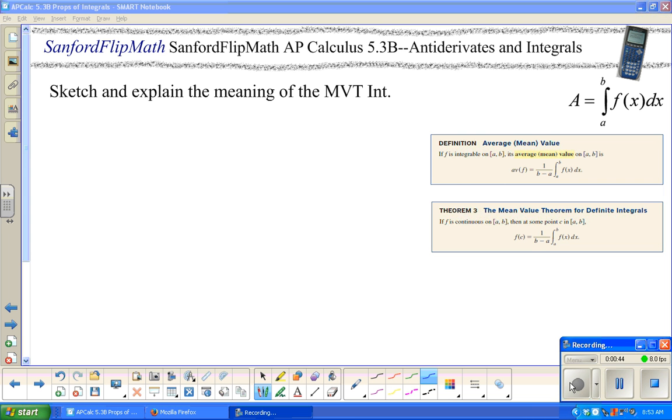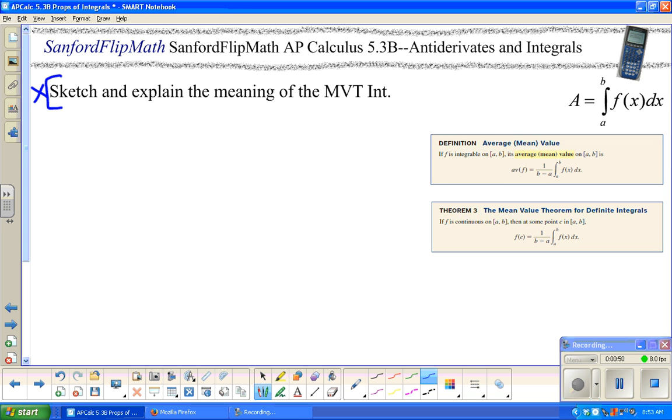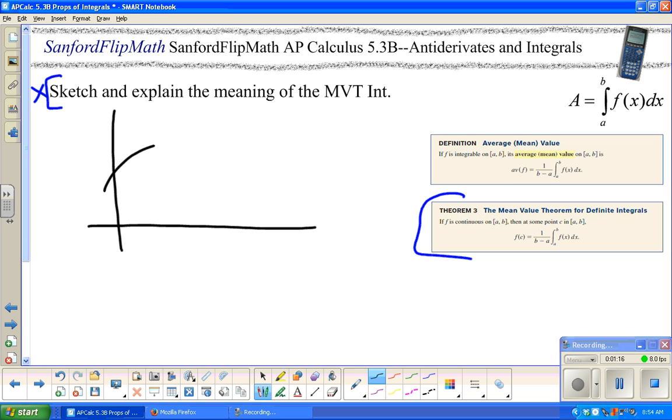So this part I'm not going to spend a lot of time on. It says sketch. You need to know that it is very likely to have a question similar to this on a test or a quiz. Sketch and explain the meaning of the mean value theorem for definite integrals. Let's illustrate what it is about. First of all, it is about the average value of the function on a closed interval, like going from a to b, let's say.